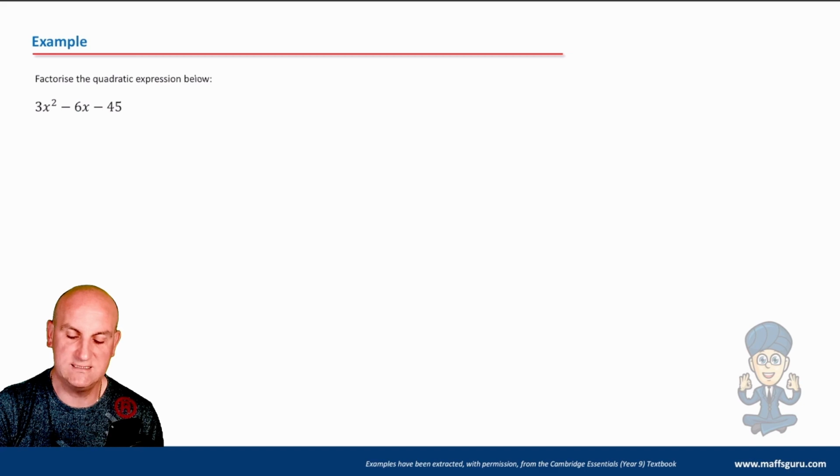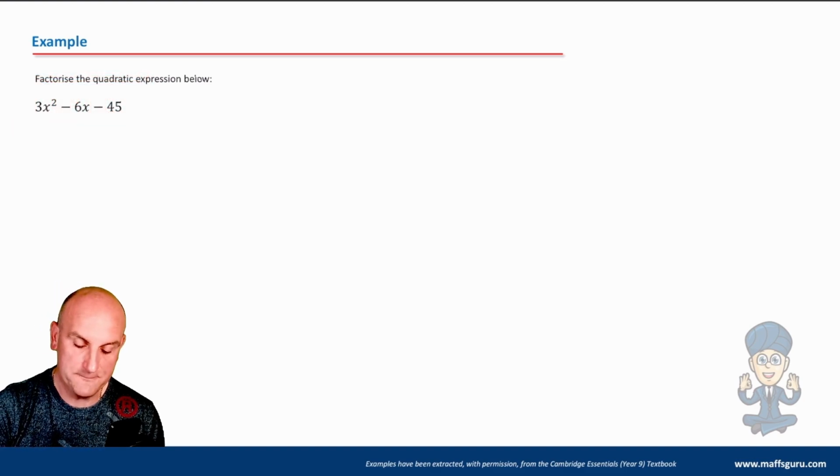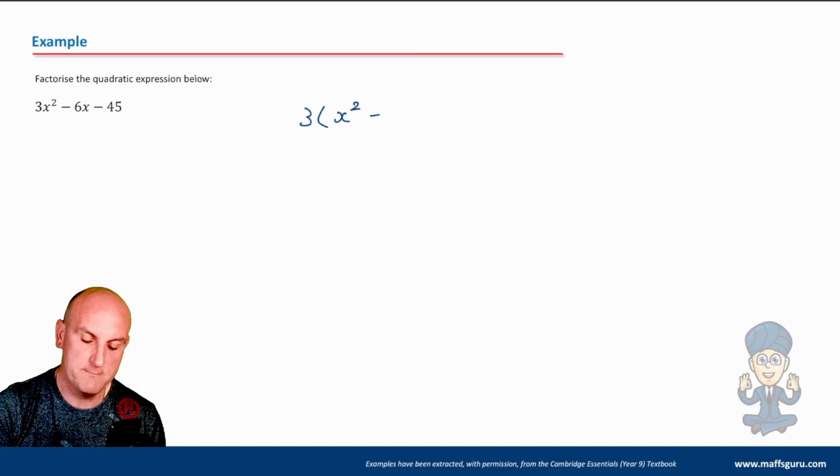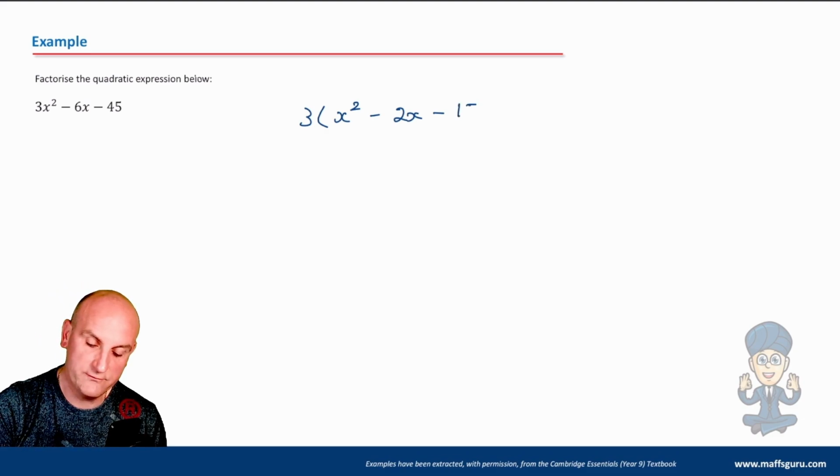Here's another example, this one taking out the factors again. We can do this in a different way, but I think in this situation it makes life easier if we don't. So what are we going to do here? What goes into 3, 6, and 45? 3. So let's factorize out the 3 first. What do we get? 3 times x squared minus 2x minus 15. How many 3s go into 45? 15. There we go.